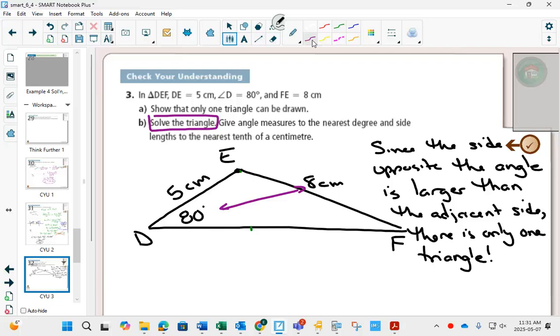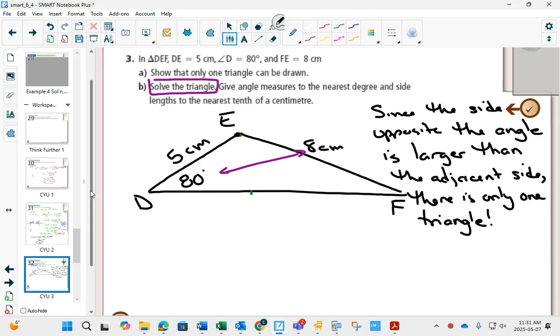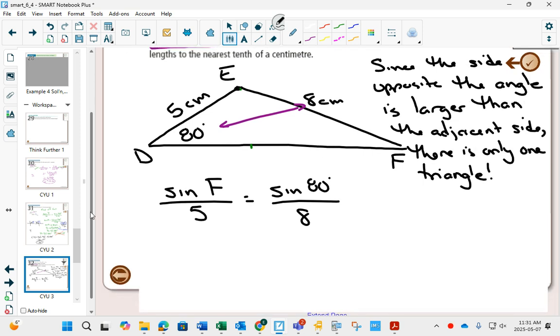So again, in the formula, you're not worrying about A, B's, and C's anymore. You're just looking for angles and their opposite sides. And since we know the 5, and the 5 would go with the angle F, we can set up our sine law and say, I can solve for angle F first. Sine of F would go with 5, and I put the F in my numerator. Then here I'll have sine of 80 going with 8. Multiply both sides by 5.